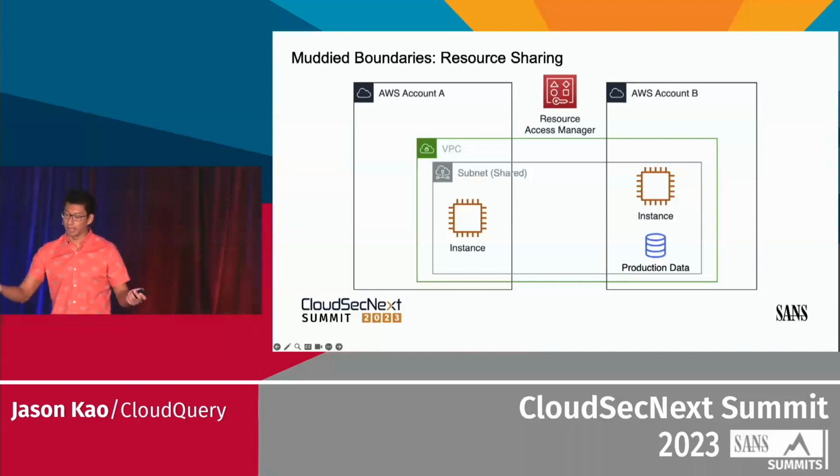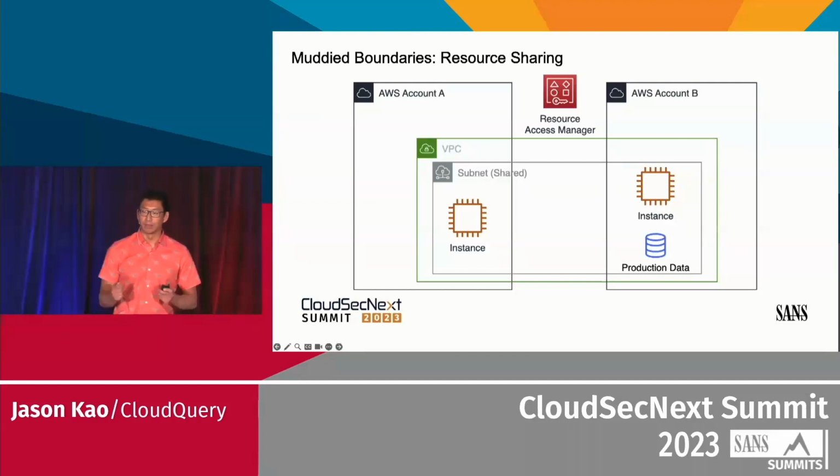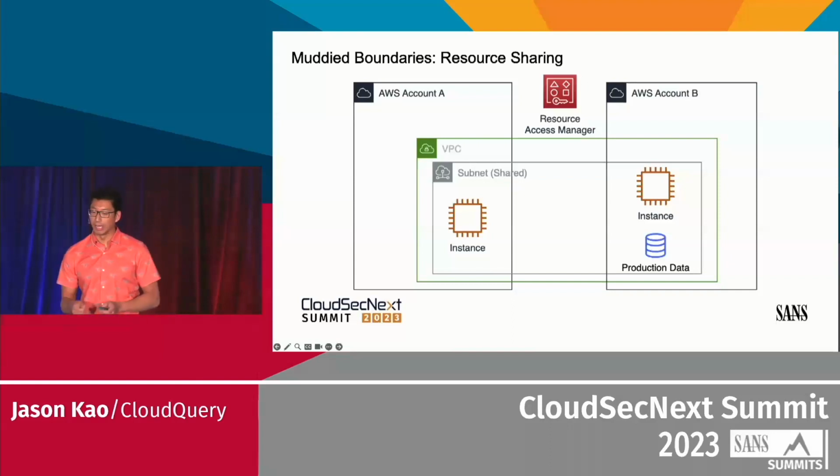In this case, account A and account B, let's say they're in the same org, they'll share the VPC and they'll share the subnet, which means that both accounts can technically deploy resources into the VPC, and those resources can possibly talk to each other. Again, this isn't great.